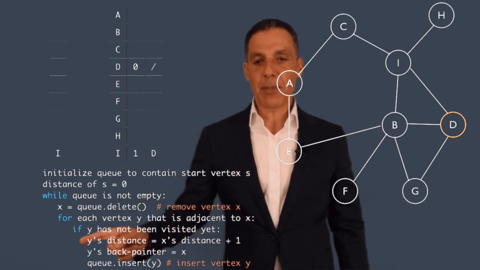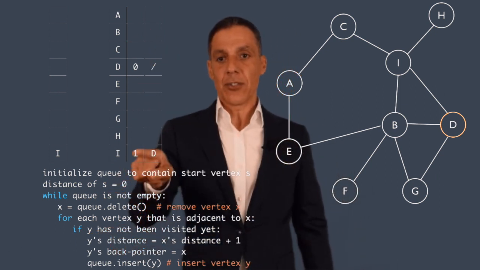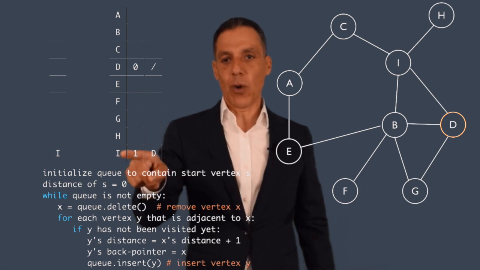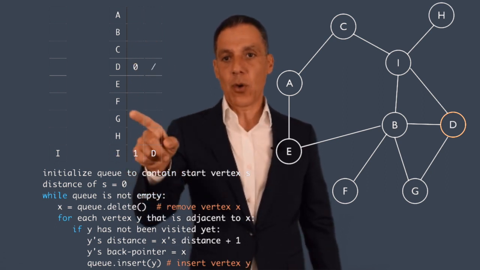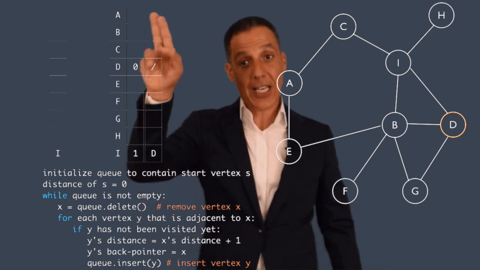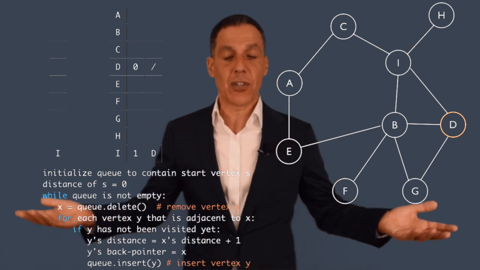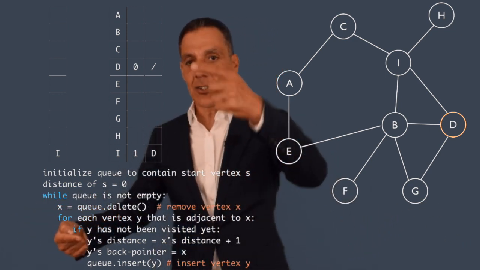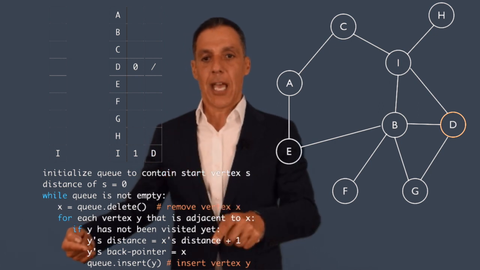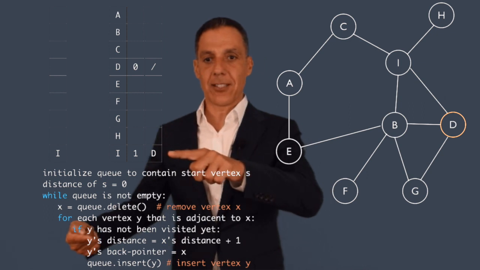If Y has not been visited, well, how do I know if it's been visited? Well, I just look it up in this little table here. I just filled this in, but it was previously empty. B was empty, and of course, G was empty. So that's how I tell if I've been visited. If I have a distance or a back pointer, then somebody has already visited that vertex. So I'm going to set the distance to be X's distance plus 1, and my back pointer is going to be whatever X was, which is D. So that's the I right there.